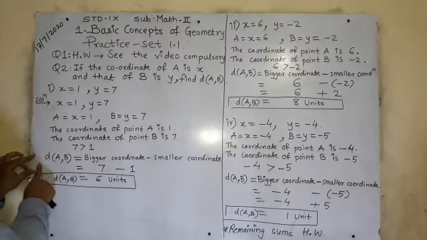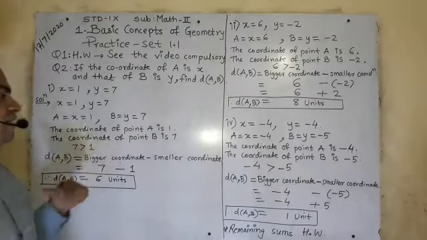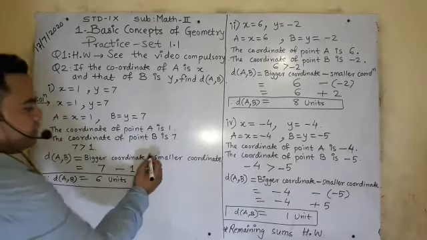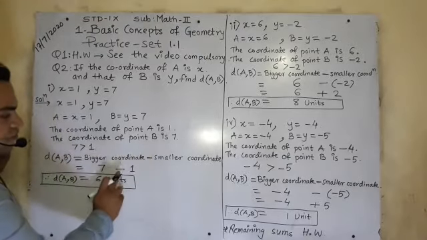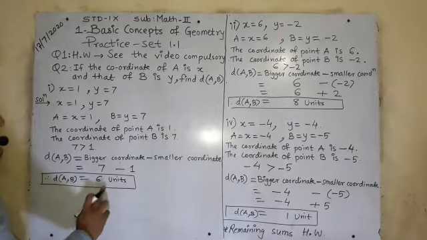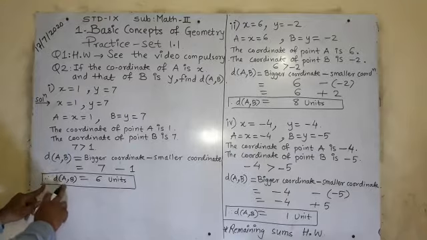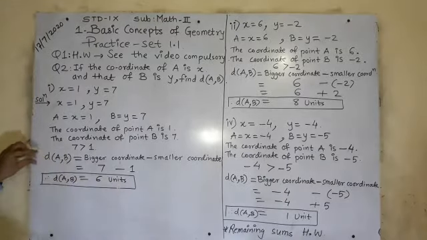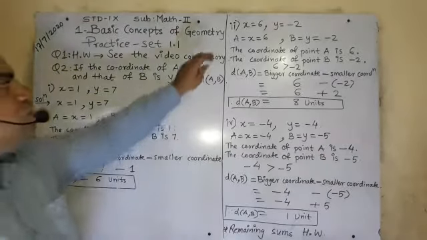Now what is the formula, as we have seen already in question number 1? So distance between point A and B is equals to bigger or greater coordinate minus smaller coordinate. Is it clear? So bigger coordinate is 7, minus of formula, and smaller coordinate is 1. 7 minus 1, 6. What is 6? 6 units. So at last the answer will come. Therefore distance between point A and B is 6 units. Always you will write distance between A and B, because it is said in the question A is x and B is y.